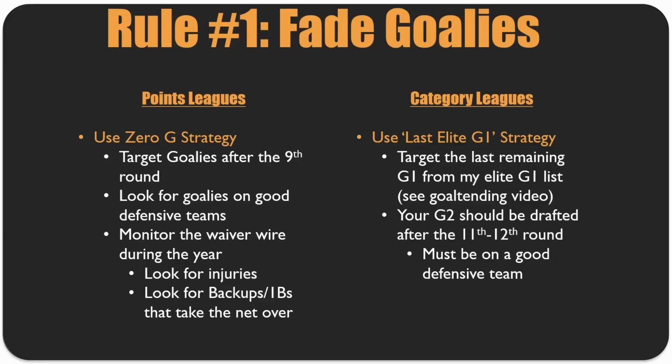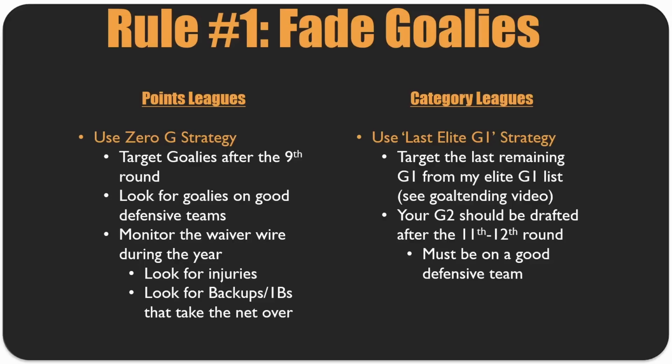So you can visit the goaltending video for a full list on who those guys are, but essentially you want one of those guys that's going to be very reliable and consistent, but you want him at the best value possible. And then you grab your G2 around the 11th, 12th round range, or even further back if you can. But that, again, must be on a good defensive team. I can't stress that enough.